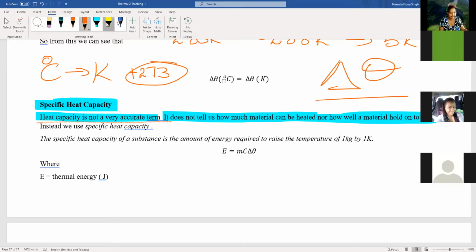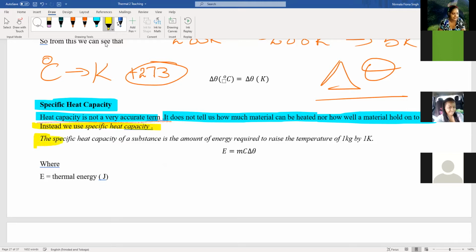So instead of heat capacity, we use something more specific, hence the word specific, right? We use specific heat capacity. So this is where we're actually honing in on an actual value, something really finite, and we can look at how each individual material behaves differently. So what is the definition of heat capacity?